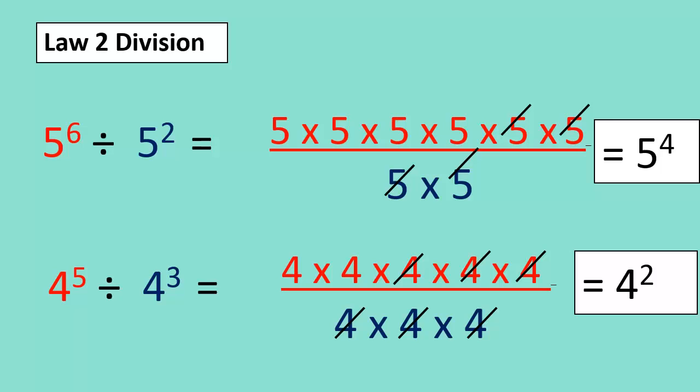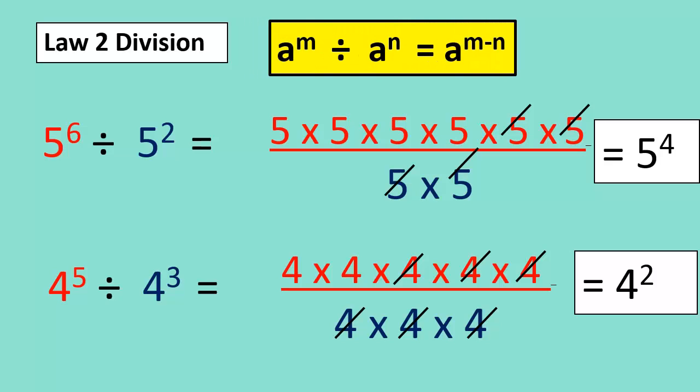4 raised to 2. Now this rule is applicable even for negative numbers also. So look at 6 minus 2, the answer is power 4. 5 minus 3, that is 2, and the answer is power 2. So the rule generalizes: a raised to m divided by a raised to n is equal to a raised to m minus n. When the bases are the same and there is a division, we subtract their powers.